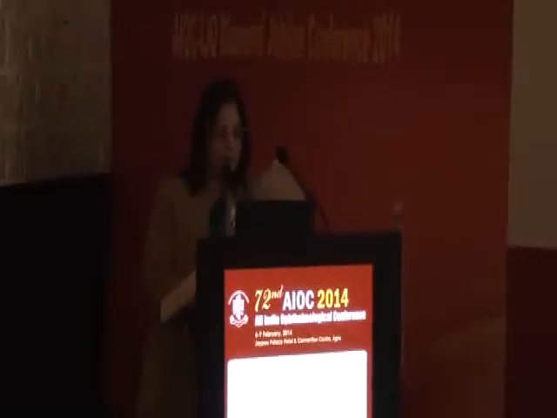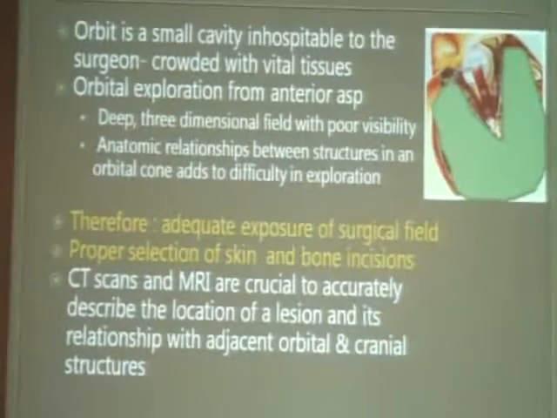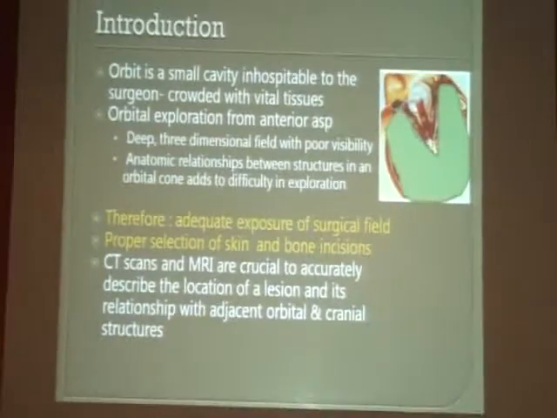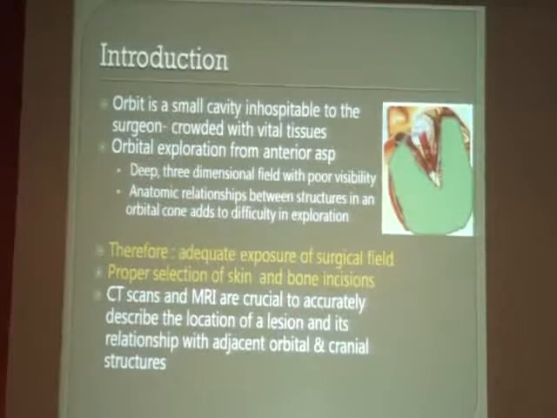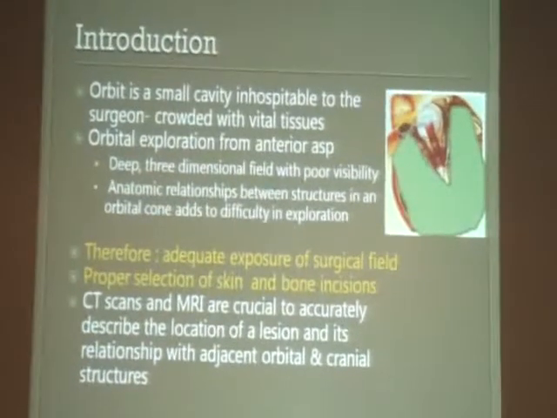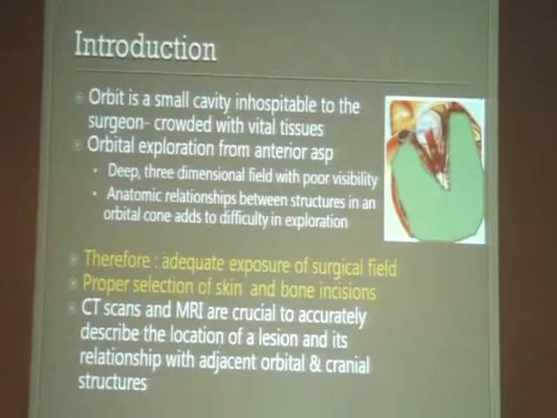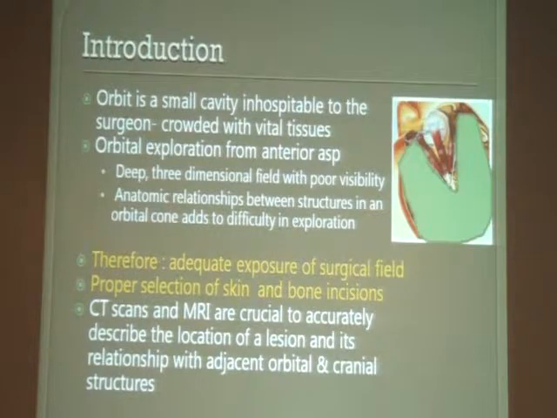As we know, the orbit is a small cavity inhospitable to the surgeon because it's crowded with vital tissues. Orbital exploration from the anterior aspect involves a deep three-dimensional view with very poor visibility. Anatomic relationships between the structures in the orbital cone add to the difficulty in exploration. Therefore, it becomes essential to have adequate exposure of the surgical field, and this starts with a proper selection of the skin and bone incisions.